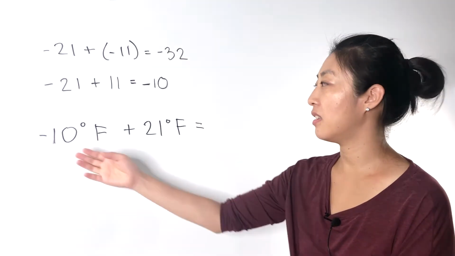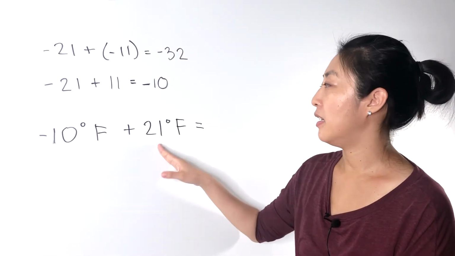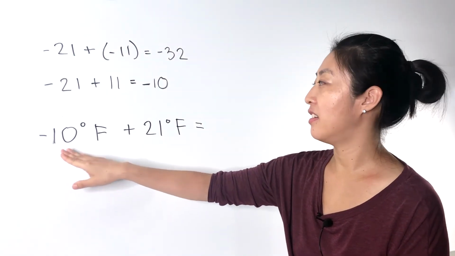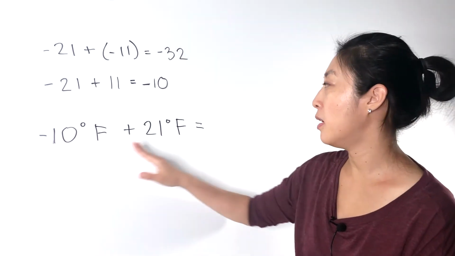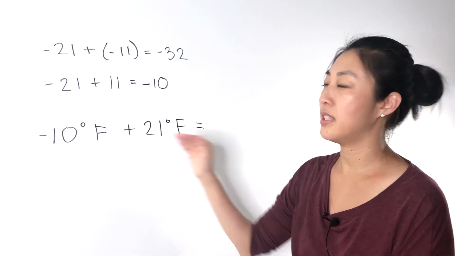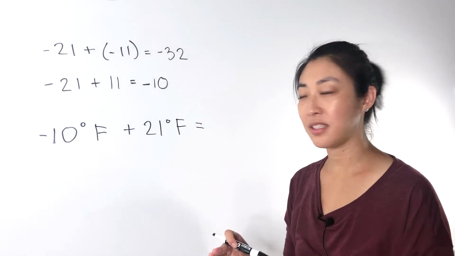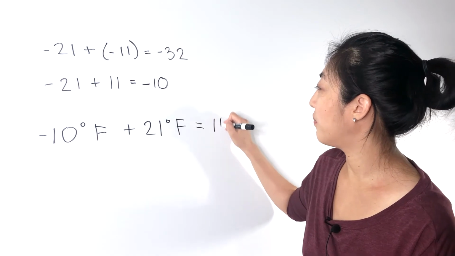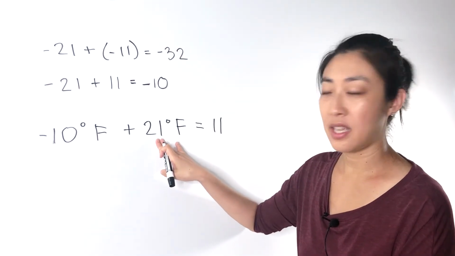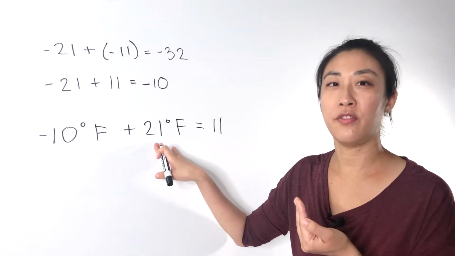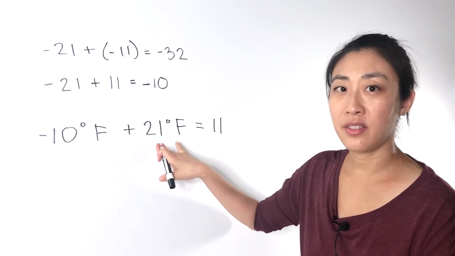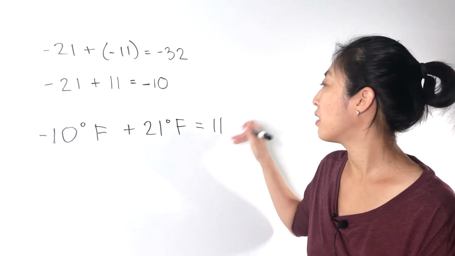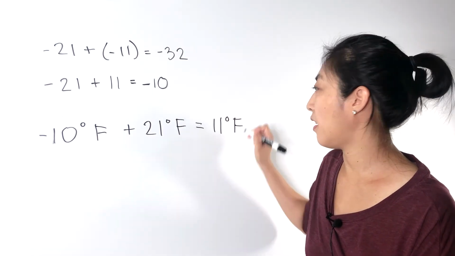Well, let's look at the two numbers, negative 10 and 21. If I look, there are different signs. Negative 10 is a negative number. 21 is a positive number. Because the signs are different, I have to subtract. 21 minus 10 equals 11. And then I look at the absolute value of the number that's larger, and the positive number is the one that's larger. So the answer is a positive number. So it was 11 degrees Fahrenheit at noon.